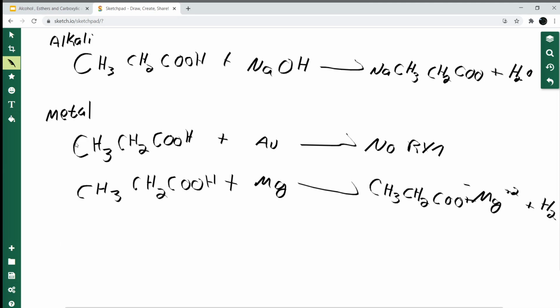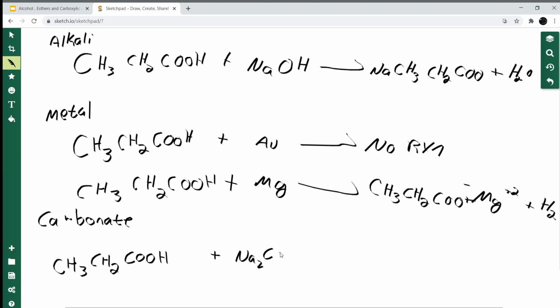And the last type of reaction that we can have is a reaction with a carbonate. And let's go ahead and spell carbonate wrong because we know that R's exist. A carbonate is basically a compound that has the CO3 ion. And we'll do sodium carbonate, or sodium bicarbonate as it's typically called. And you guys are already familiar with this because this is kind of similar to a vinegar volcano.